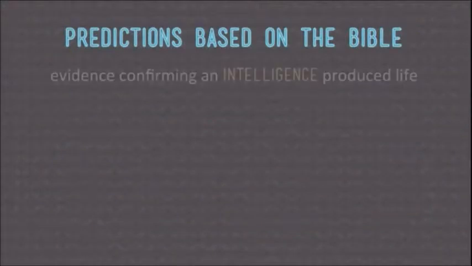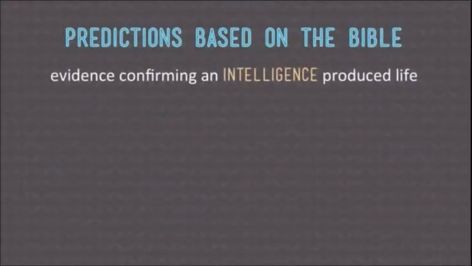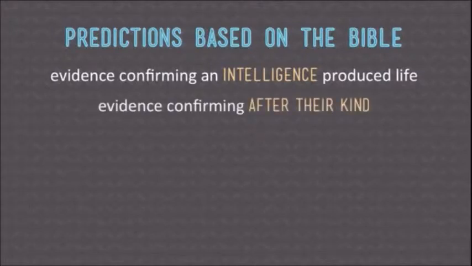For instance, based on the Bible, we'd expect to find evidence confirming an intelligence produced life. We'd expect to find evidence confirming after their kind. The Bible says God made kinds of animals and plants after their kind, implying each kind produces its own, not that one kind changes into another.